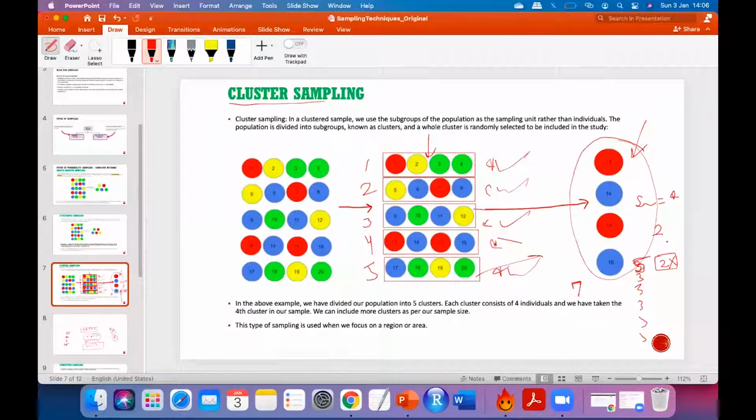Understood. The minimum requirement is there. If you get more, then it is up to you. You just choose 3. That is what happens. But I just want you guys to understand this type. First of all, you divide it into clusters, and then you select one cluster randomly. Understood? Whole cluster.